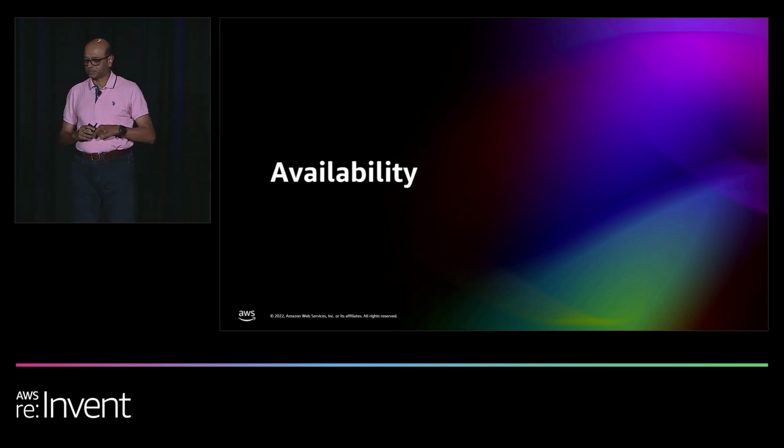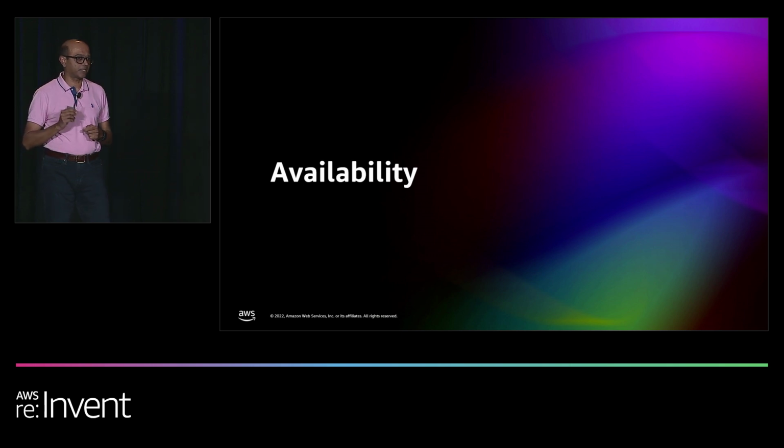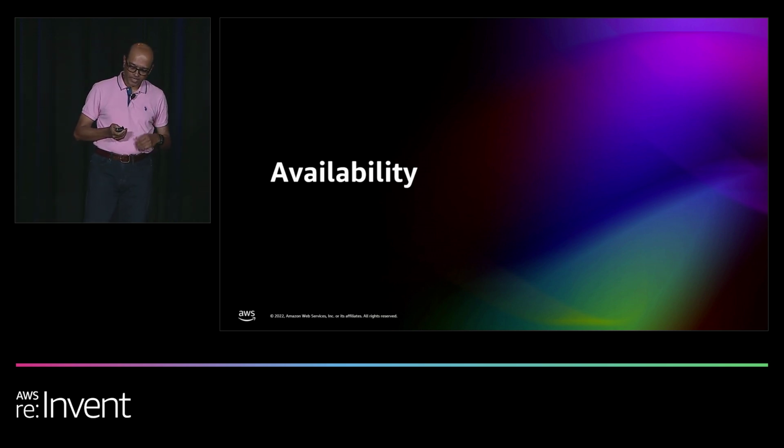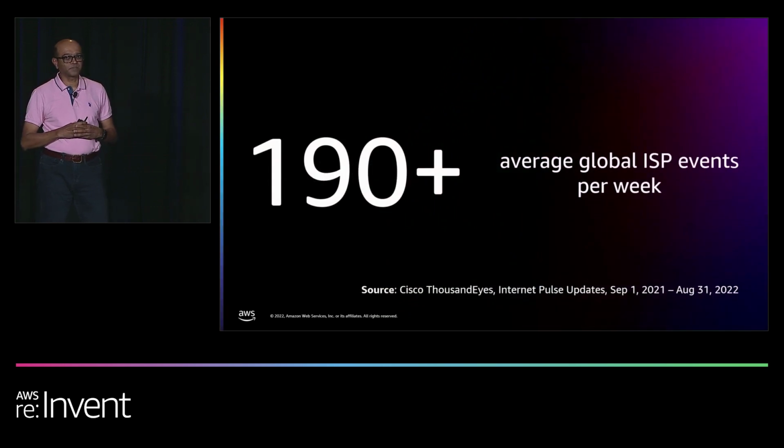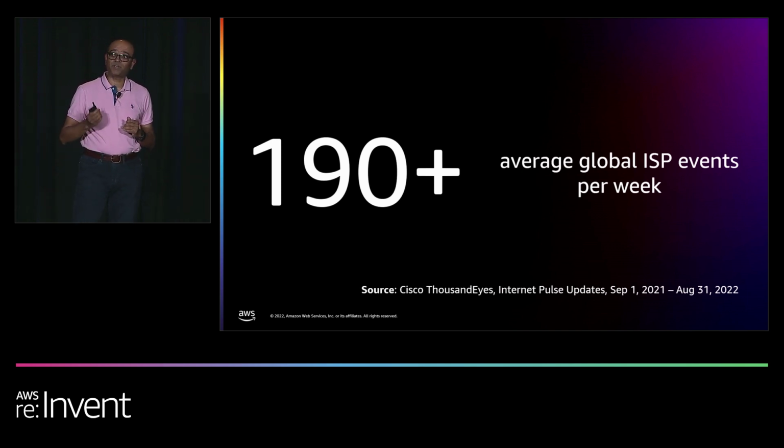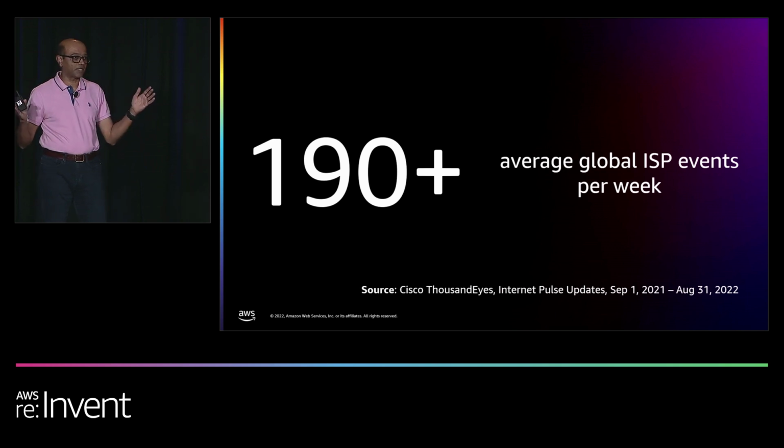Okay, let's talk about availability. So Global Accelerator is designed for 99.995% availability. So I'll do a deep dive now to help you understand some of the high availability architectural aspects of Global Accelerator that you get as a customer of Global Accelerator. But first, some data points. According to Cisco ThousandEyes, there are 190 more global internet service provider events that happen every week. These measurements were done over a one-year period between September of last year and August of this year.